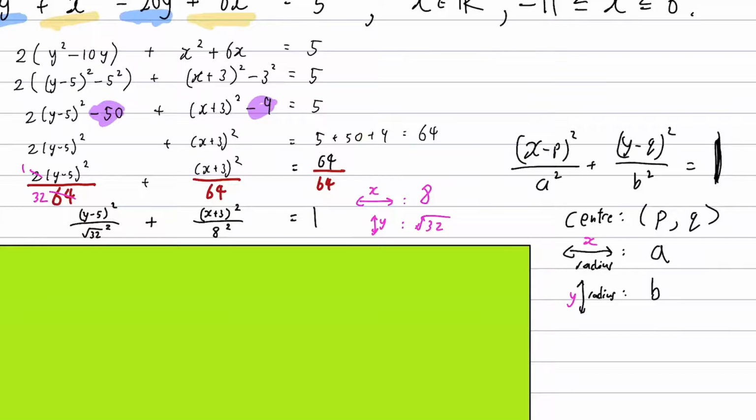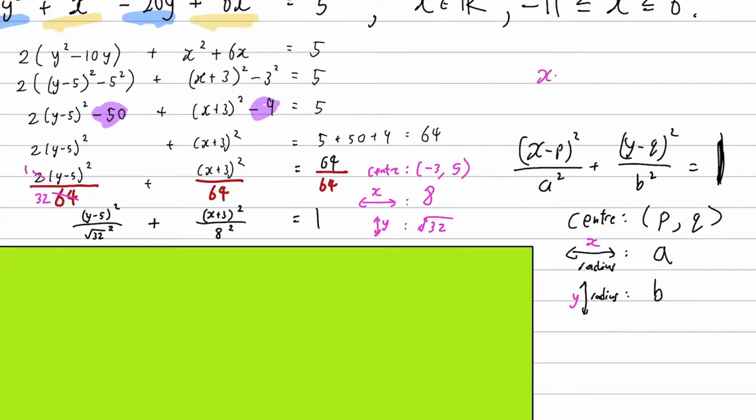Then how about the center? Center 3, negative 3, 5. Very good. How do you get that? You just have to equate to 0. So like x minus p equate to 0, bring the p over. Y minus q equate to 0, bring the q over. Here it's a +3, bring over, become -3. So that's why it's -3.